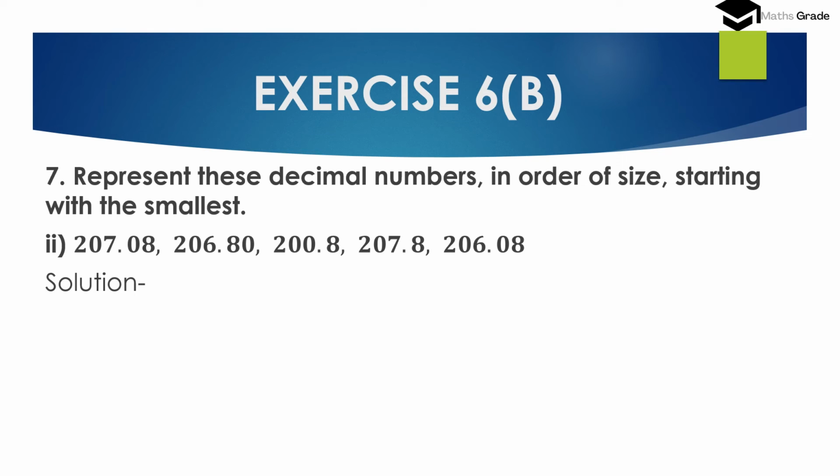Now question number, second bit. 207.08, 206.80, 200.8, 207.8 and 206.08. We have to arrange these decimal numbers from the smallest to the largest decimal. Here in the whole part, 207, 206, 200, 207, 206. So 200 is the smallest whole number. So 200.8 is the smallest decimal.